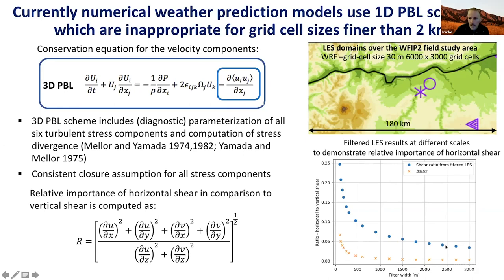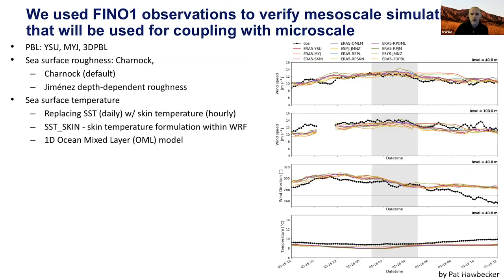And we can see that as the filter size decreases, the importance of horizontal shear increases and reaches 25% at about 100 meters. But already at 1500 meters, horizontal shear is more than 5% of vertical shear. And that also contributes to turbulence. So it becomes important to account for it.